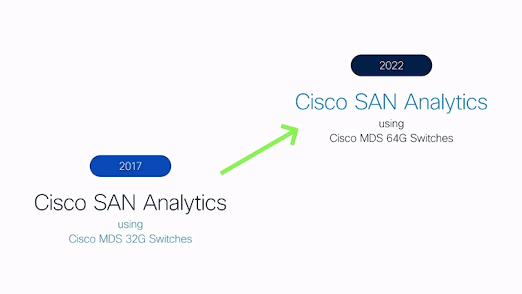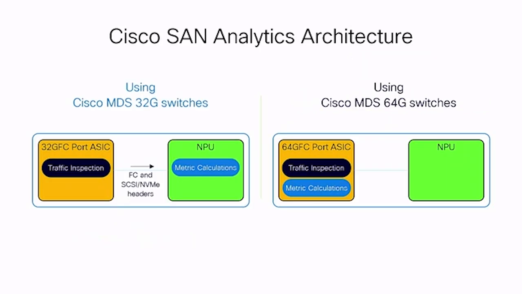But now, in fact last year, we launched 64 gig Fibre Channel, and the analytics architecture on 64 gig Fibre Channel is a bit different. There's a lot of changes, we don't have to go inside all of that. The simple change: in the 32 gig architecture, we have the traffic inspection on the ASIC and the metric calculation on the NPU. Now, what we did on 64 gig is we moved the metric calculation logic onto the ASIC as well. So the ASIC does both things.